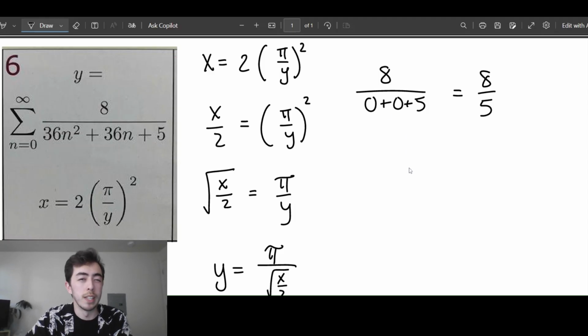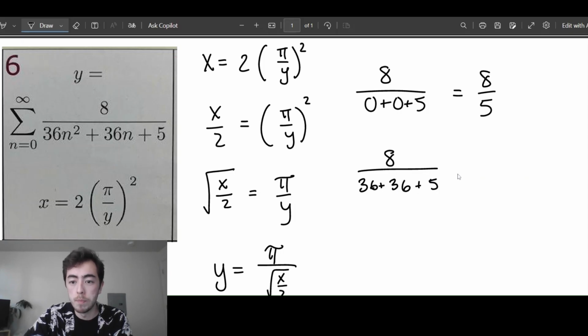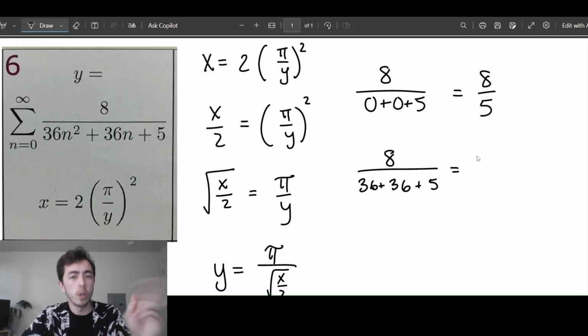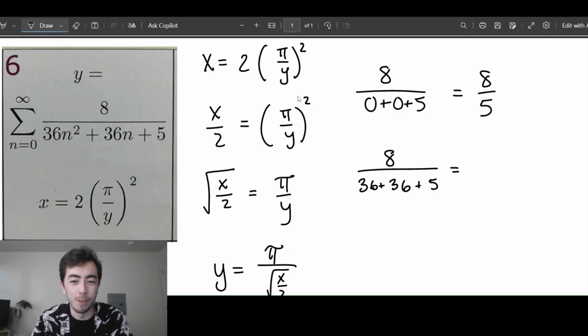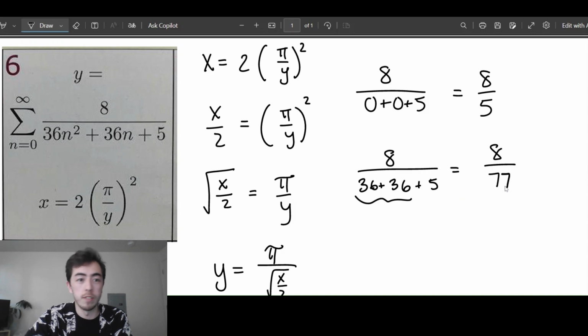I do just want to get a little sense of what's going on with this sum. And so I'm going to do the next term and probably stop there. Plugging in a 1, I'll get 36 plus 36, then plus that 5 at the end. And so the first term, right, when n equals 1, that's the first term. And when n equals 0, that's the 0th term. Or maybe you can just call it the second term. I don't really care. But the next term in the sequence will be 8 over, and then this makes a 72. So it will be 77.